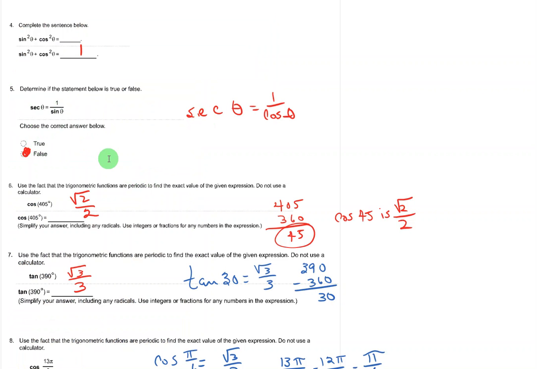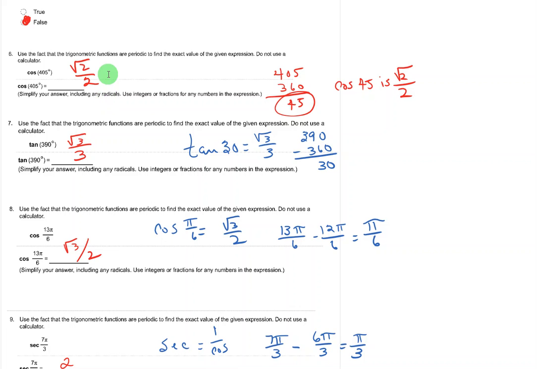That's S and S. Use the fact that the trig functions are periodic to find the exact value. So 405, well, if we know the period is 2 pi, so if I subtract 360 from that, I am at 45. The cosine of 45 is square root of 2 over 2. Tan of 390, well, if I take 360 from that, I get 30. I did that here. So tan of 30 is square root of 3 over 3.